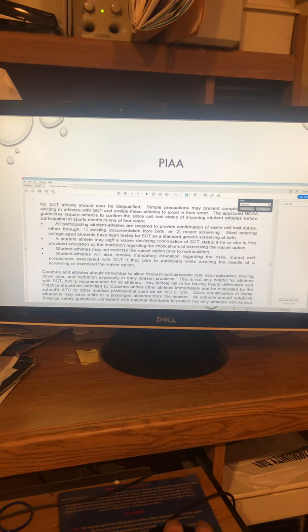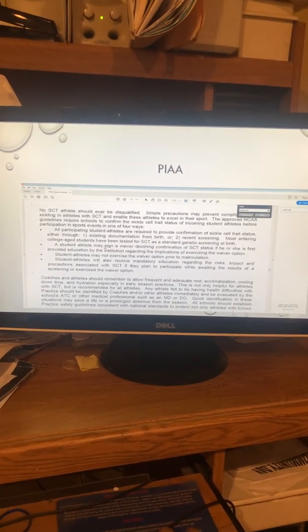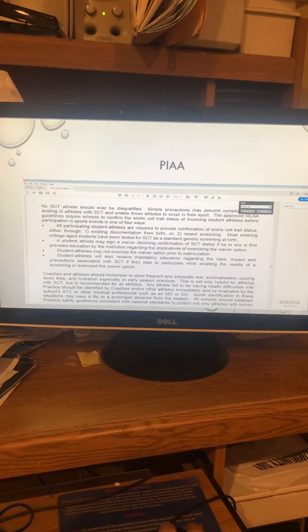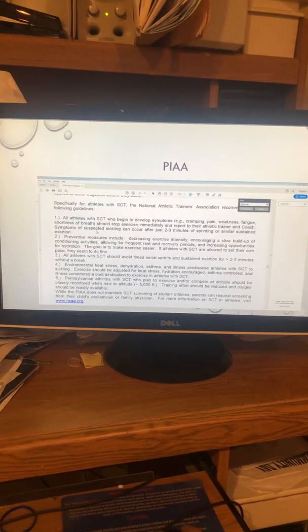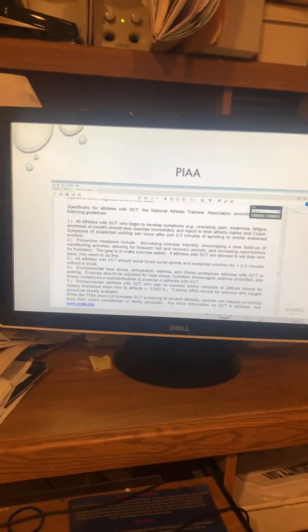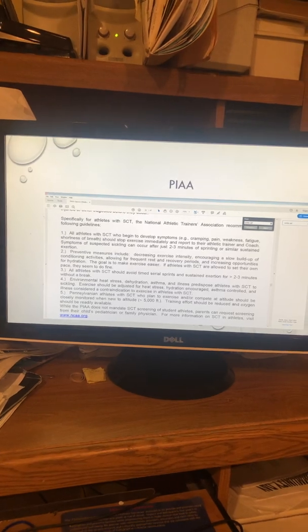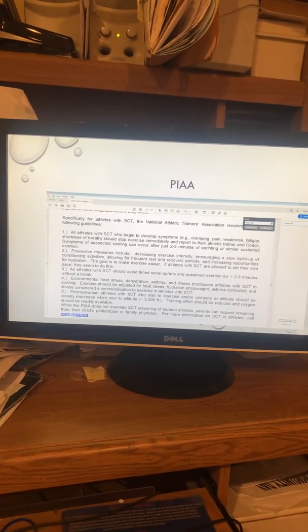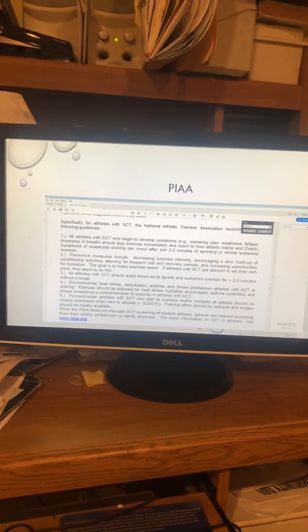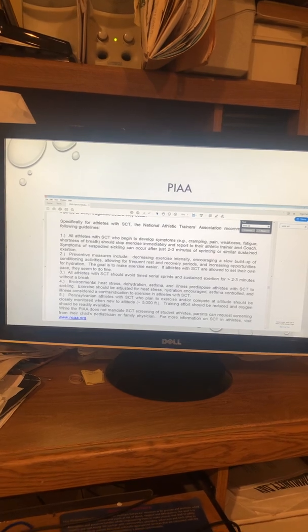Or two, recent screening. Most entering college age students have been tested for sickle cell trait as a standard genetic screening at birth. The next one says that all athletes with sickle cell trait who begin to develop symptoms including cramping, pain, weakness, fatigue, shortness of breath should stop exercising immediately and report to their athletic trainer and coach. Symptoms of suspected sickling can occur after 2 to 3 minutes of sprinting or similar sustained exertion.